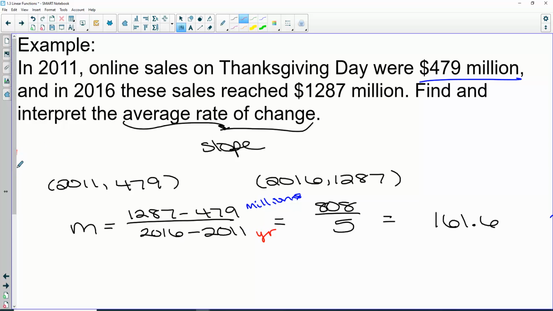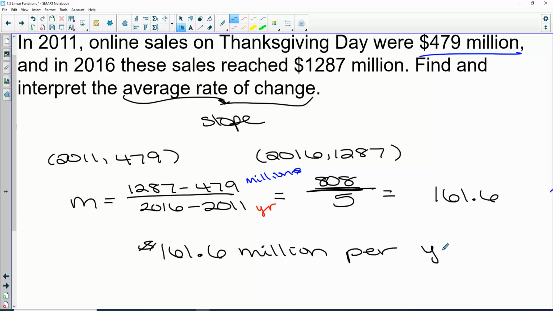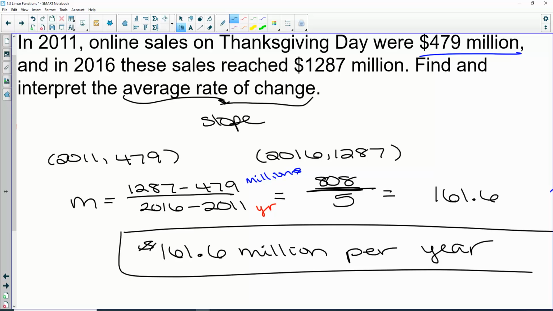So my slope, we get 161.6 million dollars, so you can either write dollars or put the dollar sign. Division, do you guys remember what word we used for that? Per. And then my denominator was year. So that tells me the sales were increasing by $161.6 million per year. For per, can't you also do the slash? Yeah, the slash.